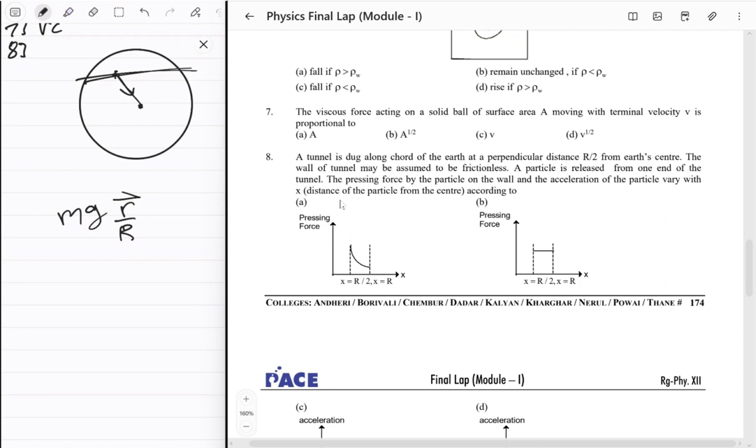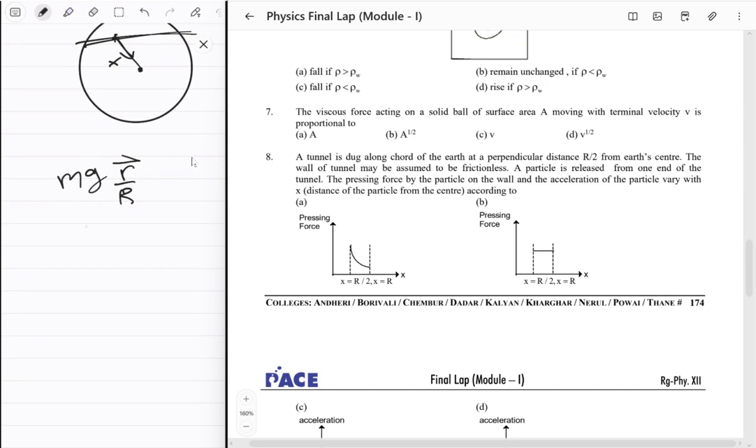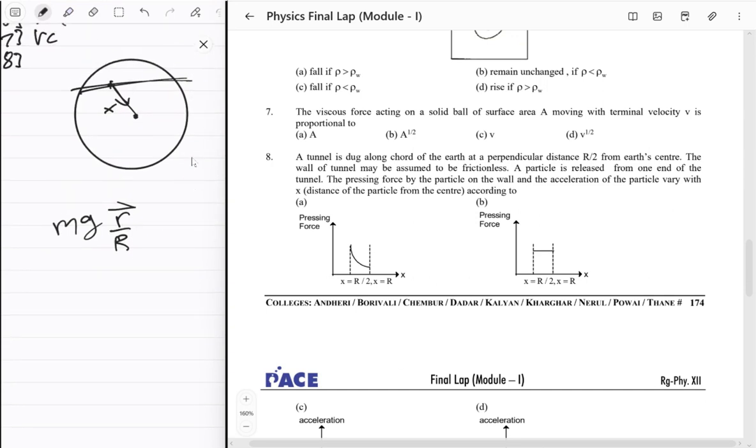Particle is released from rest from one end of the tunnel; the pressing force by the particle on the wall and the acceleration of the particle vary with x. What exactly is x? Distance of the particle from the center. Oh, so this thing is x. Cool. Acceleration here will be minimum, here it becomes 0, then deceleration happens. Here it will be maximum, most likely, because it's proportional to the x vector. So we just need to take the component along this guy. That's why it's SHM, of course.